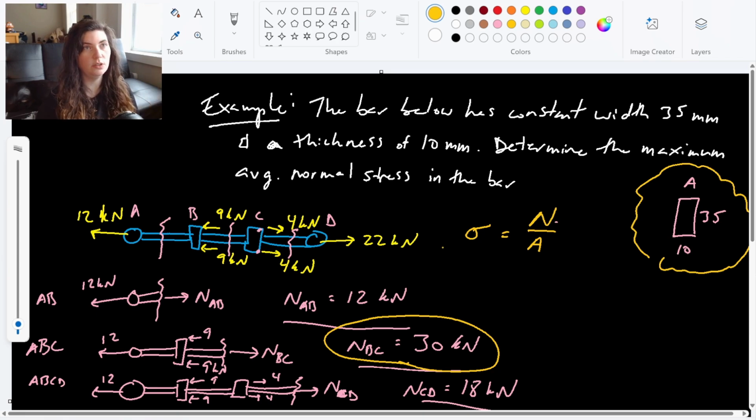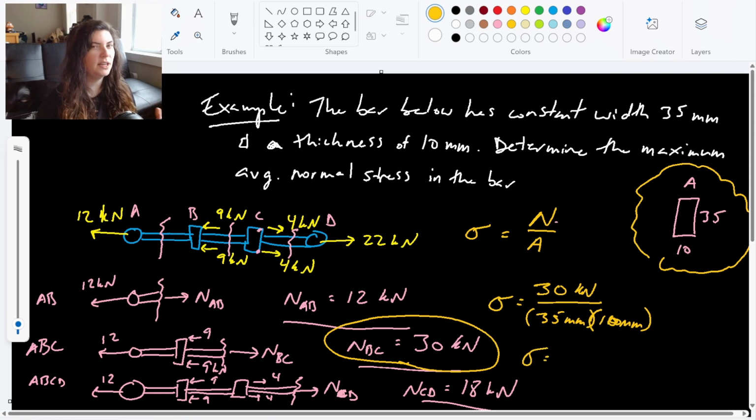So this is really the only one that we need to plug in to our equation. So sigma here, our normal stress, is going to be 30 kilonewtons over 35 millimeters times 10 millimeters, right? That's just our normal force we found over the area calculation.